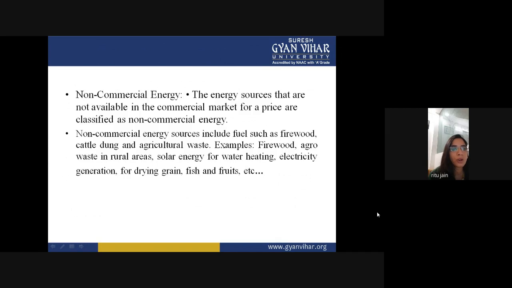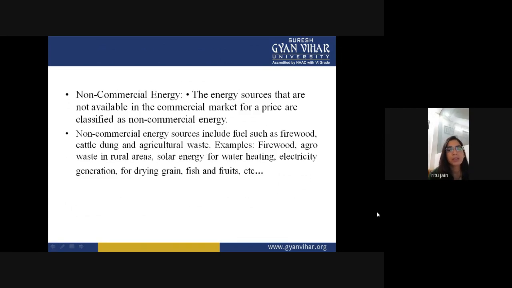Non-commercial energy sources include fuels such as firewood, cattle dung, and agriculture waste. For example, firewood and agriculture waste in rural areas, solar energy for water heating, which we are using these days, and solar energy for drying grain, fish and fruits, etc.